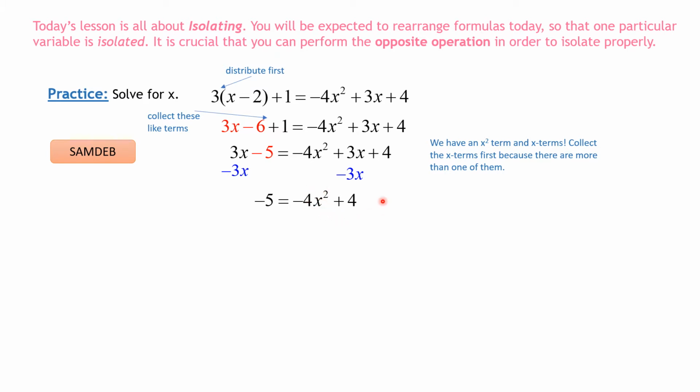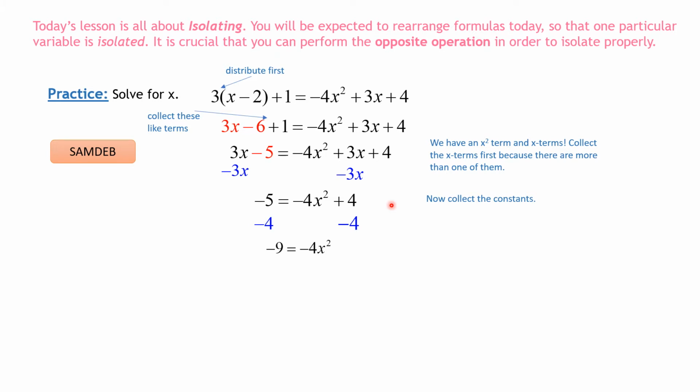So now what? We are still collecting like terms. We're still in the subtraction and addition part here. So what like terms am I going to collect now? I've got a constant on the left and I've got a constant on the right. That means we'll move this one over, and that way I can leave my x squared where it is and it won't cause me extra steps. So I'm going to move the negative 4. I'm going to move the 4 over by subtracting 4 from both sides. That gives me negative 9 equals negative 4x squared.